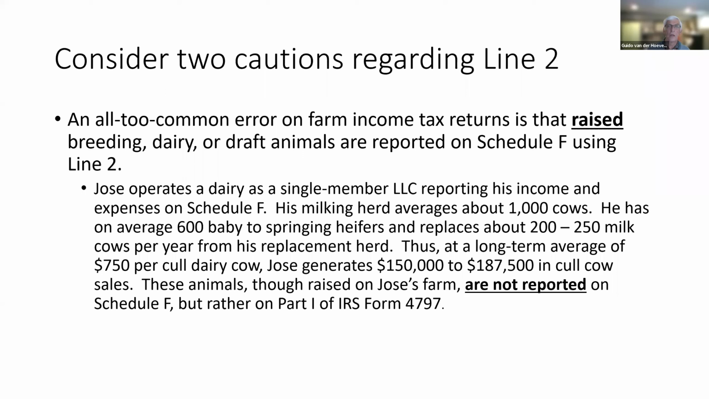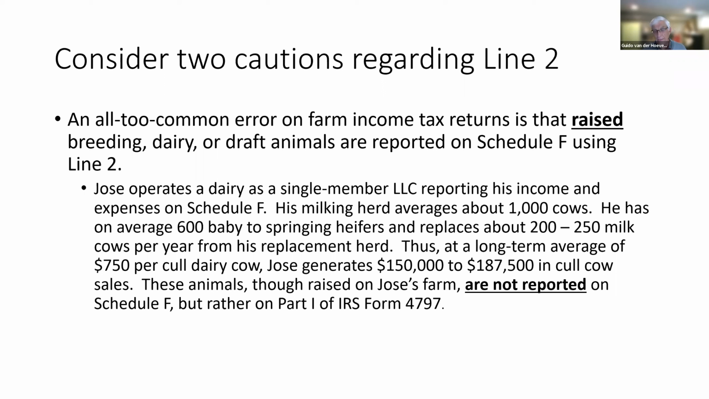Now, there are 2 cautions looking at line 2 relative to individuals that have breeding animals, dairy animals, or draft animals that they raise on their own farm. Here we've got an example. Jose has a dairy. He's a single member LLC. I throw that in just to point out that some folks may be 100% owners of LLCs. If that's the case, it's a disregarded entity for income tax purposes, and they would report all of their income and expenses on Schedule F just as if they were a sole proprietor, but they do get limited liability protection because of the organizational structure.